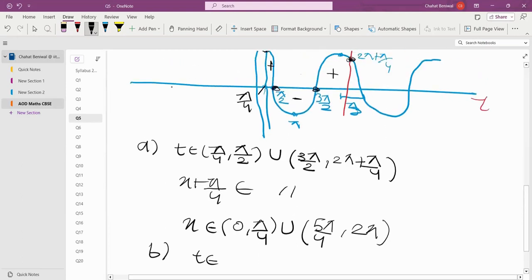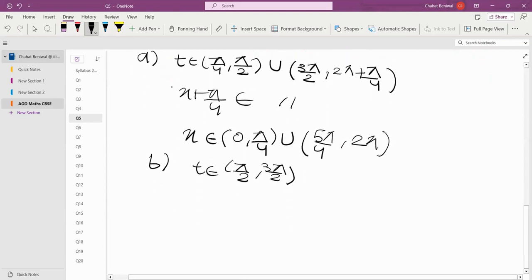Okay, so it's decreasing from pi by 2 till 3 pi by 2. Only one interval because the rest of the interval is positive. So we need to subtract pi by 4. Then we can get the final answer. So it's pi by 4 and 5 pi by 4.